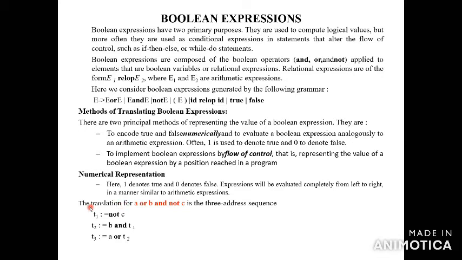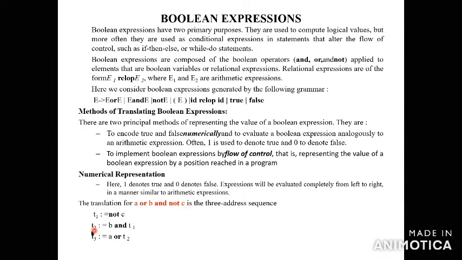Okay, here you can check a simple example. The translation for A or B and not C is a three-address sequence. A or B and not C is a three-address sequence. So how do we write a three-address sequence? Everything according to the grammar, you have to write the three-address codes. Here, or, and, not: which one has the lowest precedence? You write from highest precedence to lowest precedence. Okay, so here T1 equals not C.